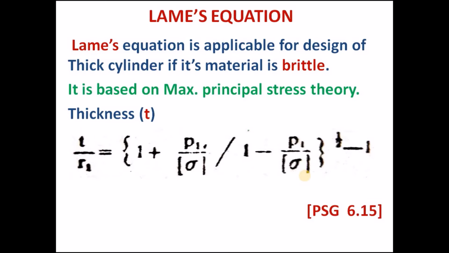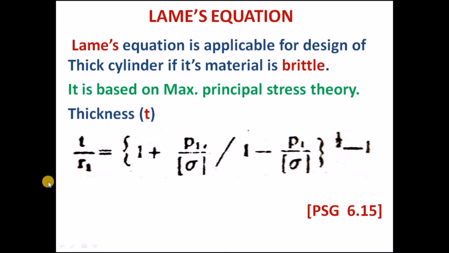Then, during the design of thick cylinders, 3 equations are used. 3 equations for different conditions are applicable. For example, if the cylinder material is brittle, like cast iron, we can use Lame's equation. It is available in our PSG data book, 6.15. The condition is that Lame's equation can be used if and only if the material is brittle. The best example is cast iron. If it is cast iron, you can use this equation for designing.